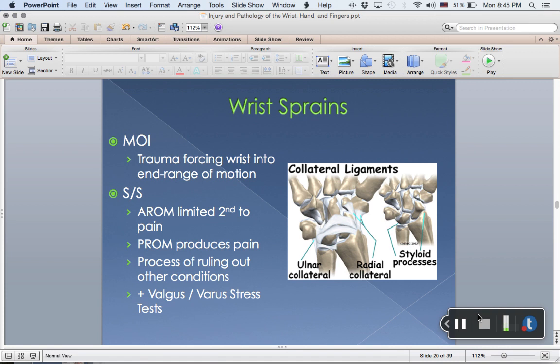Again, signs and symptoms: active range of motion is limited due to pain, depending on which way they injured it, their mechanism of injury. Passive range of motion will often produce pain, so putting a stretch on the ligaments. Again, ruling out other conditions, a lot of times mechanism of injury can help you do this. Valgus and varus stress tests are positive, depending on the way they commonly fell on the arm or hit something, or maybe even holding an implement and struck something, which can cause a wrist sprain.